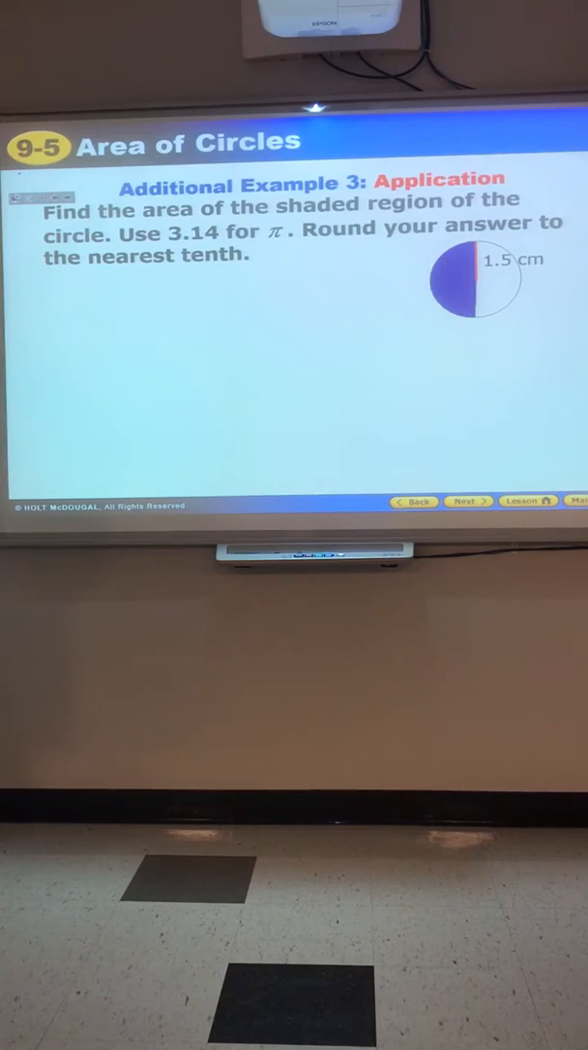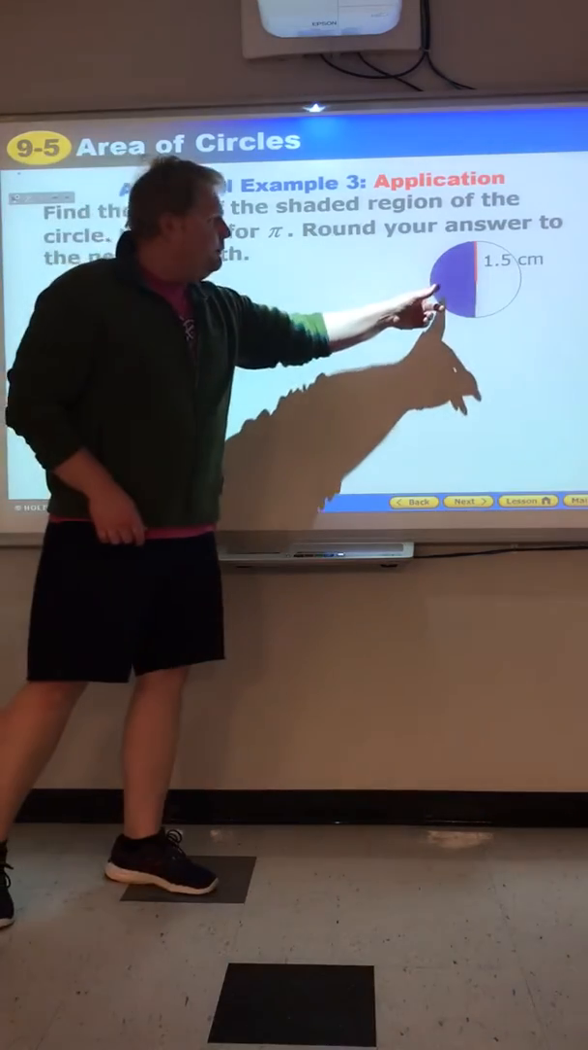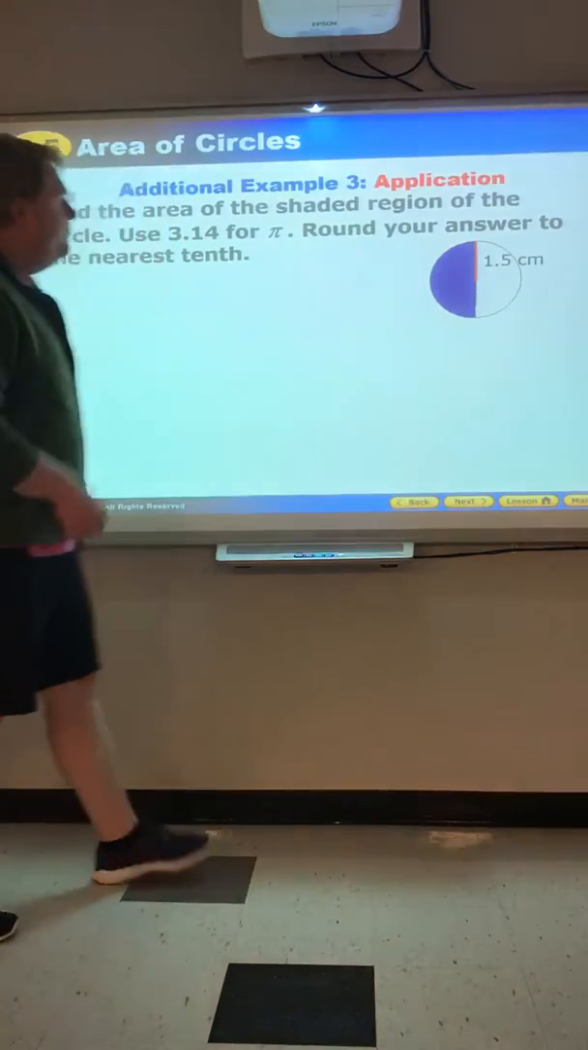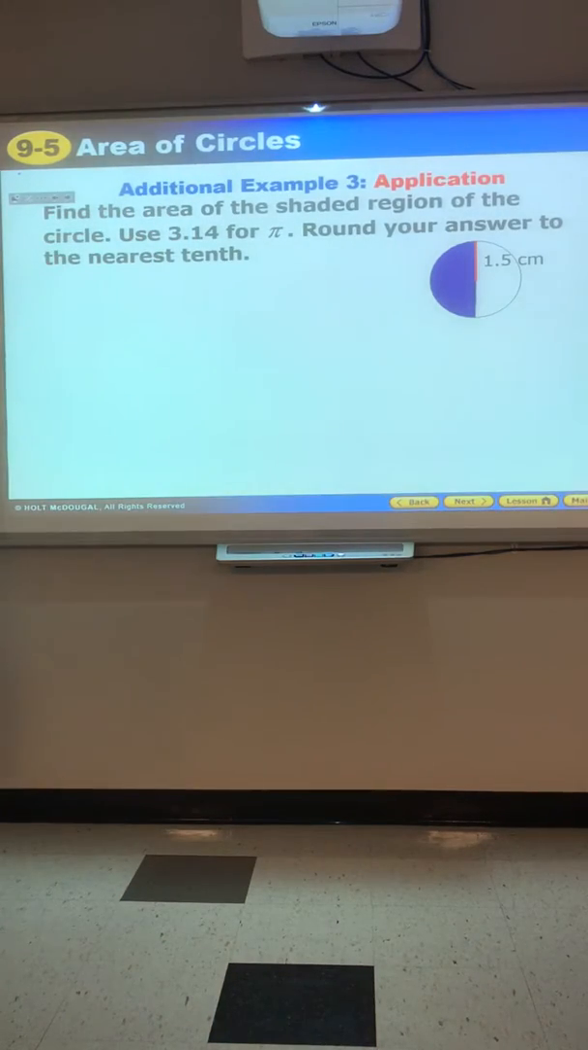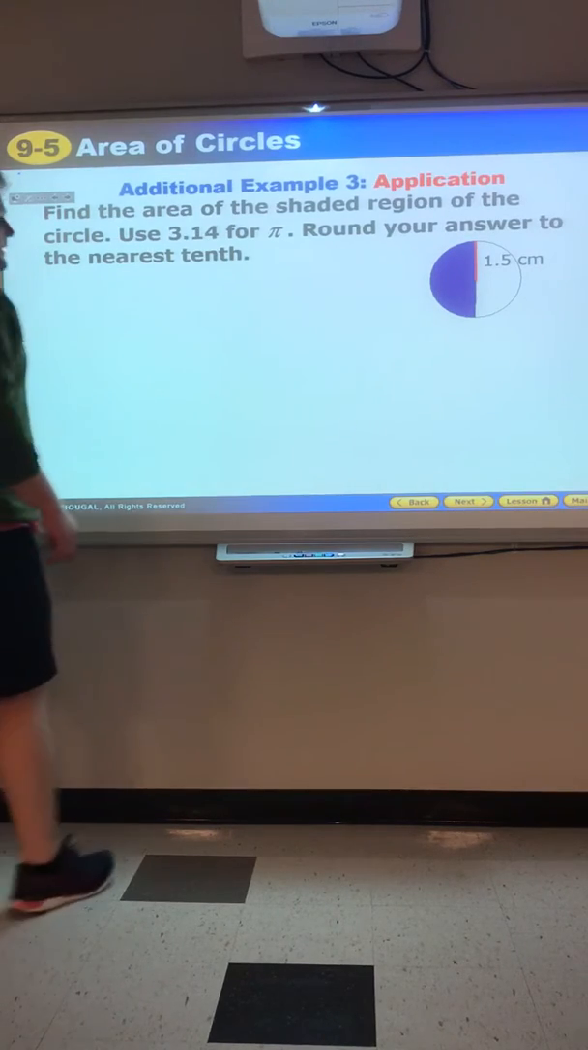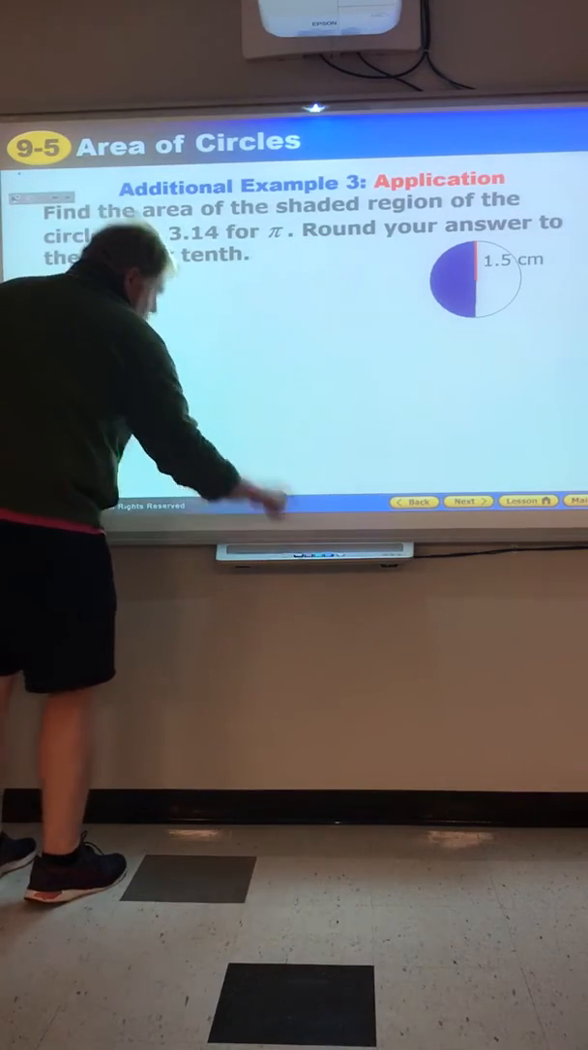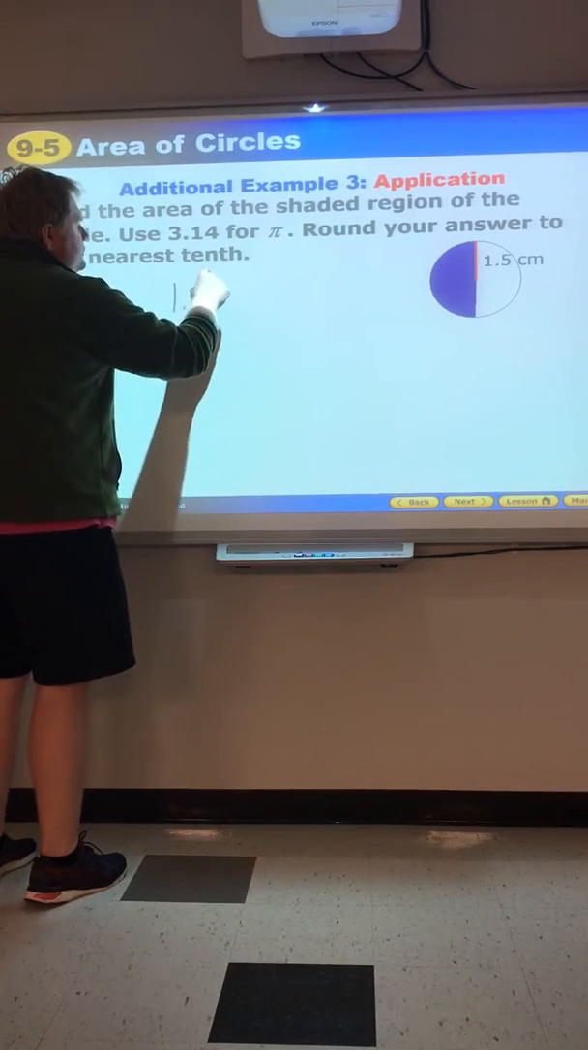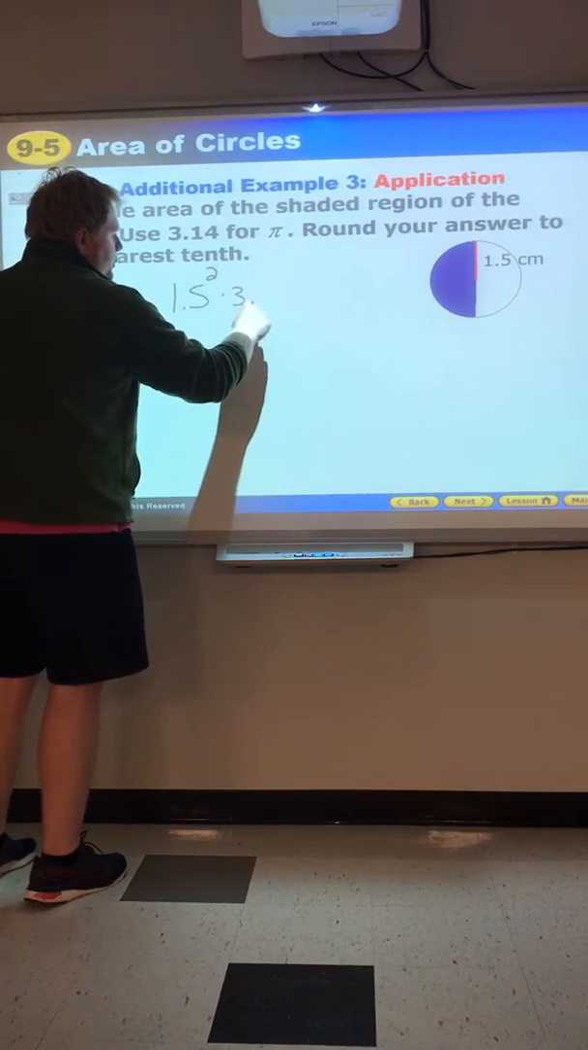Find the area of the shaded region. They only want the purple part of it? So, use 3.14 for pi and round your answer to the nearest tenth. So, the radius, 1.5. Let's square that. Times 3.14.